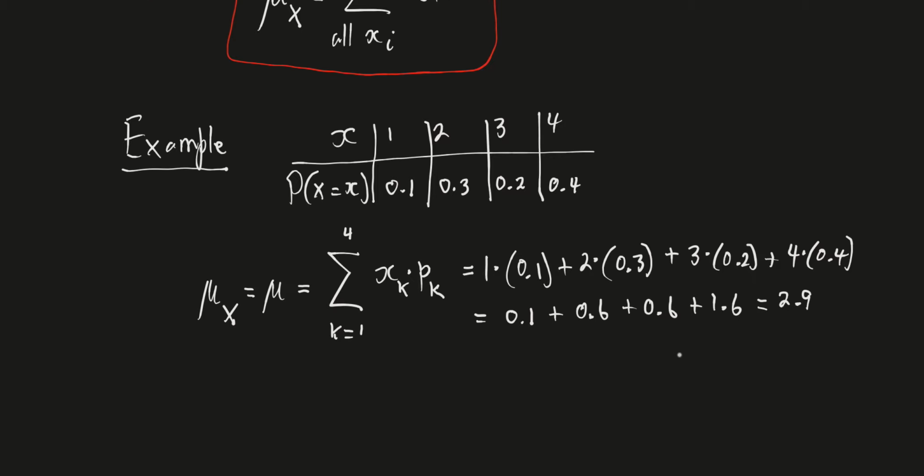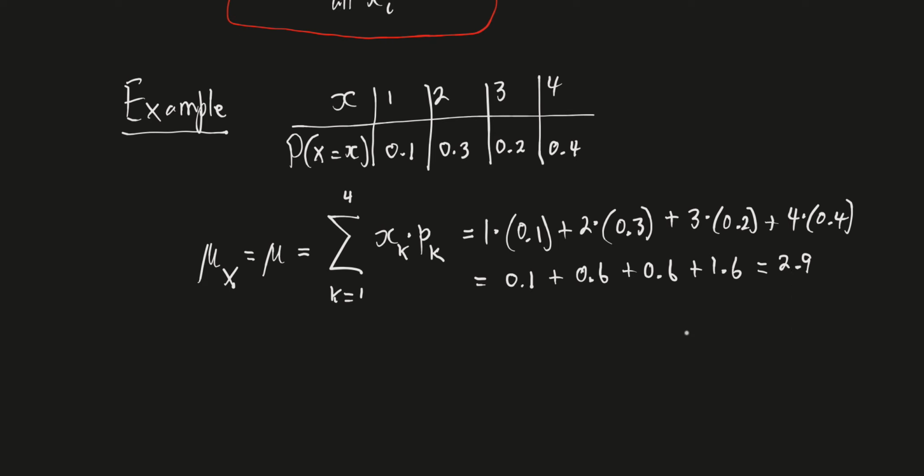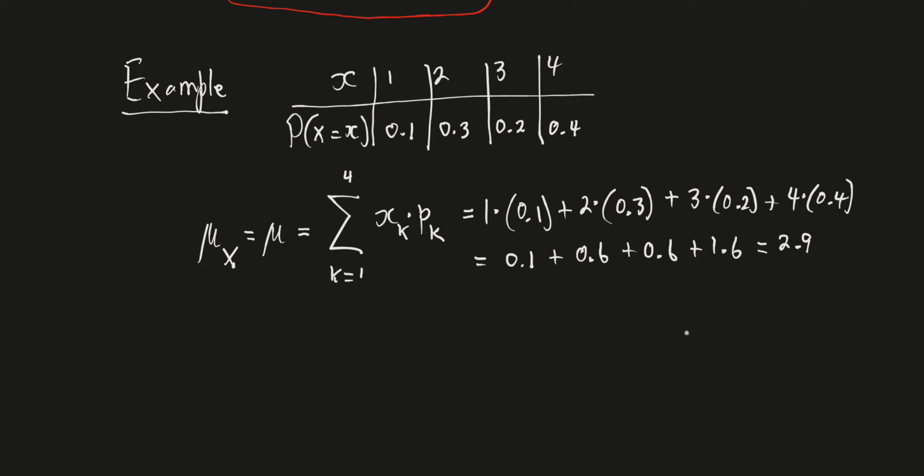So you couldn't ask for an easier process as far as finding the mean of a discrete random variable. But then the question is, what does this 2.9 really mean? Right? So here are two ways that we can interpret the mean of a discrete random variable. So here are two interpretations.